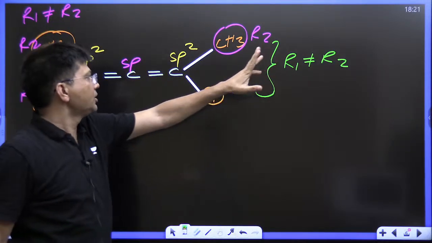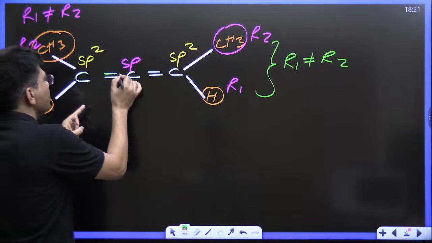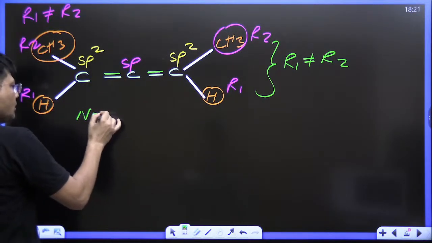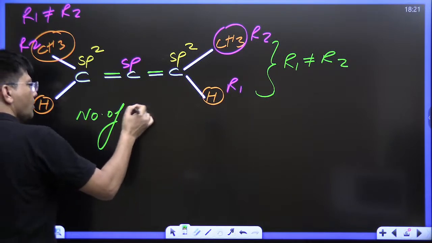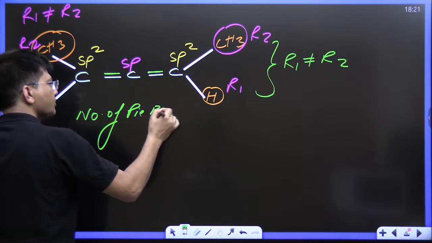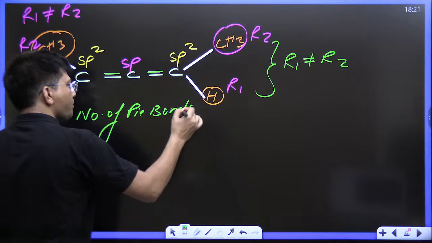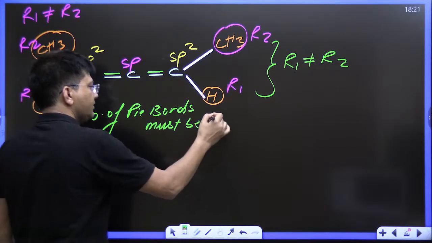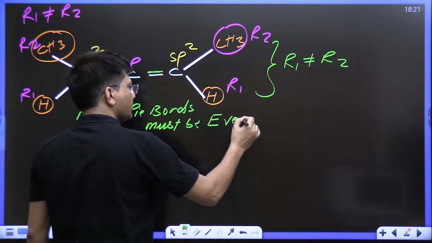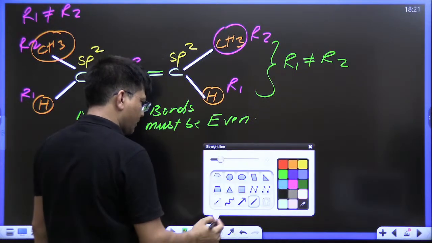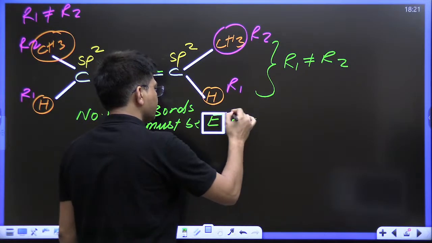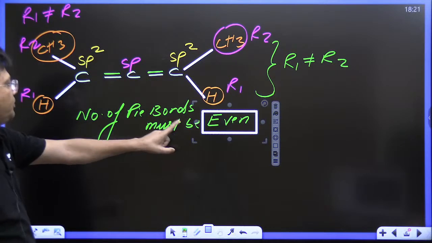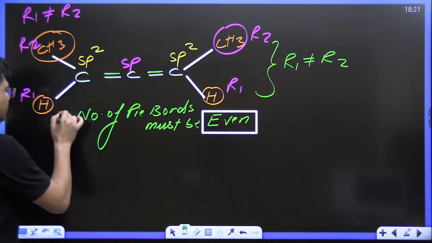R1 should not be R2, and the number of pi bonds, these 2 pi bonds or 4 pi bonds, must be even. Kids, do remember these number of pi bonds must be even. They should not be odd. These pi bonds must be even, first condition.